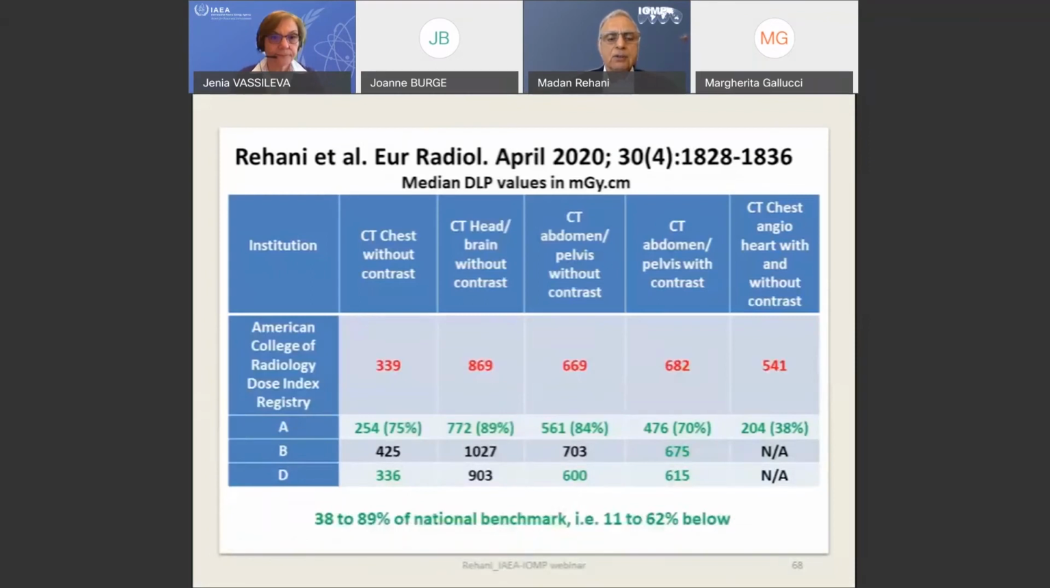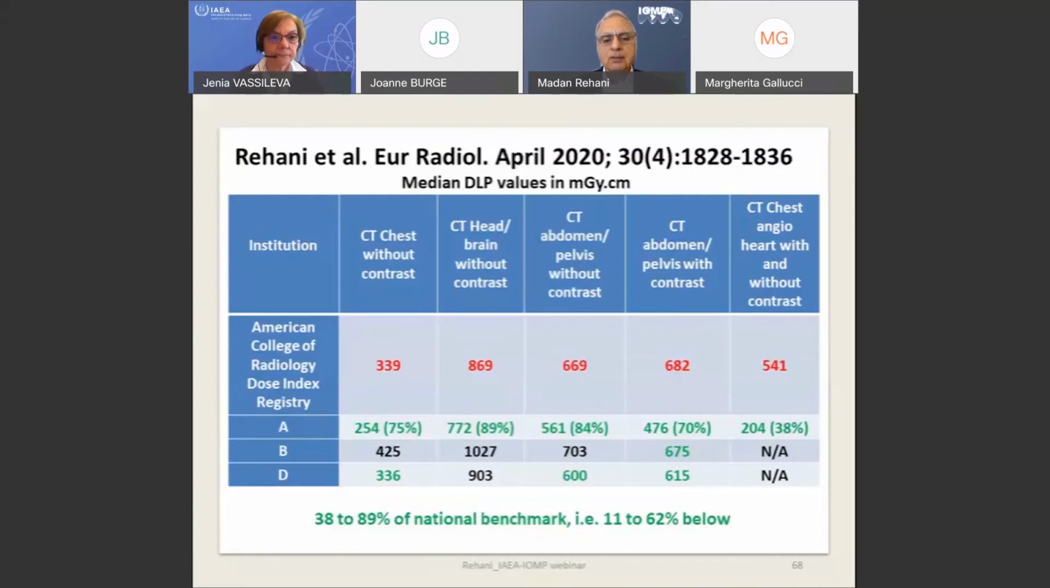And then we also studied the optimization aspect. For example, in the US, there is the ACR, the American College of Radiology Dose Index Registry. Every week they update, and every month we get values of all the participating centers for different exams with or without contrast. So these are the values taken at a particular time. And like our hospital, the values are all lower than that.